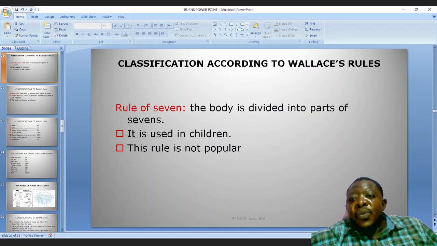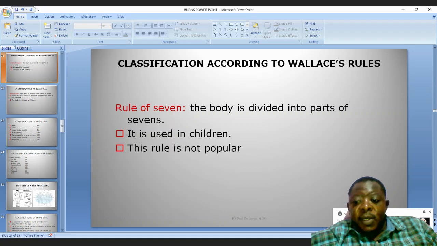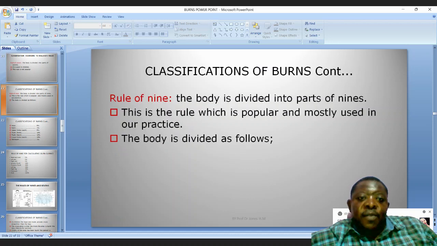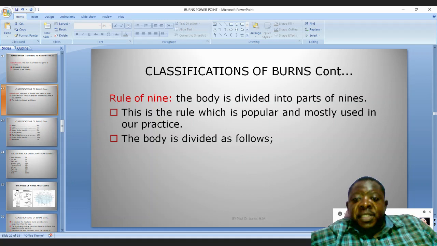Classification according to Wallace's rule. There is the rule of seven, in which the body is divided into parts of sevens. It is used in children. For adults, we use the rule of nine, in which the body is divided into parts of nines. This is the rule which is popular and mostly used in our practice.